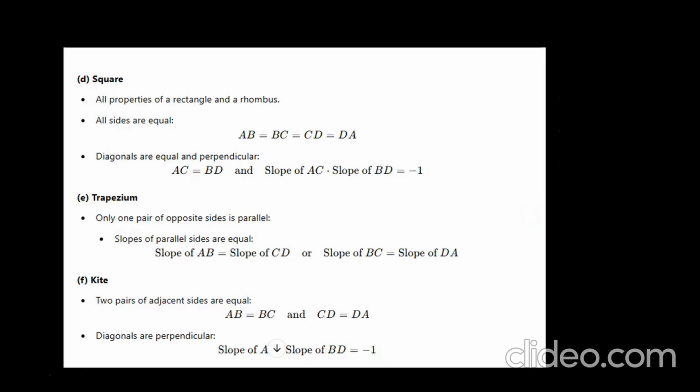Slope of AB is equal to slope of CD. Slopes of parallel sides are equal. That is very important in the case of a trapezium.